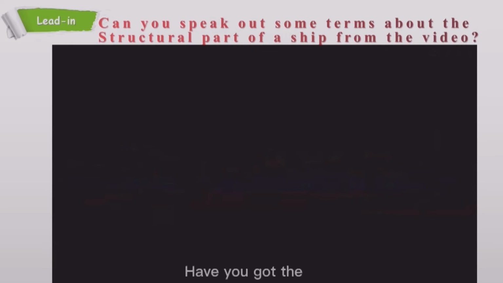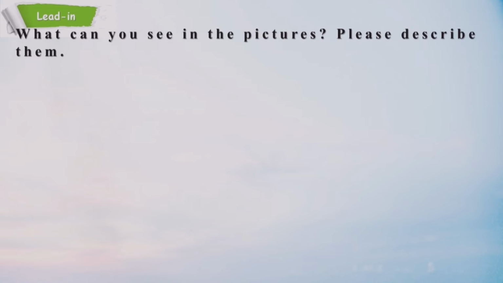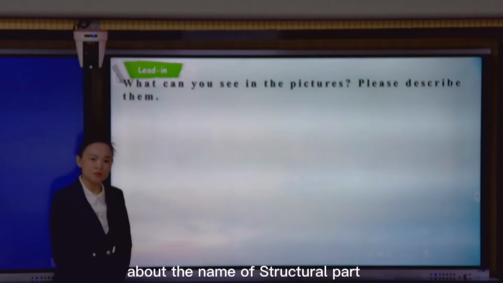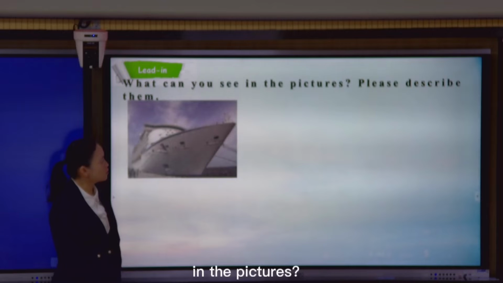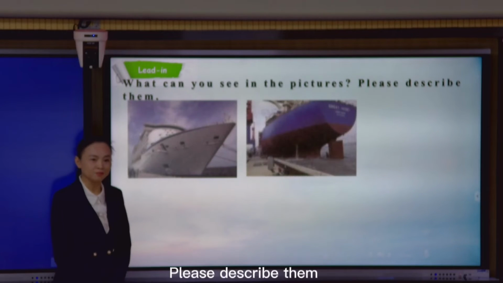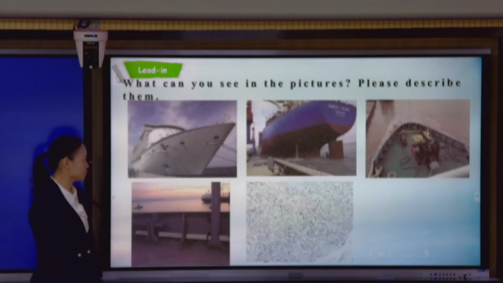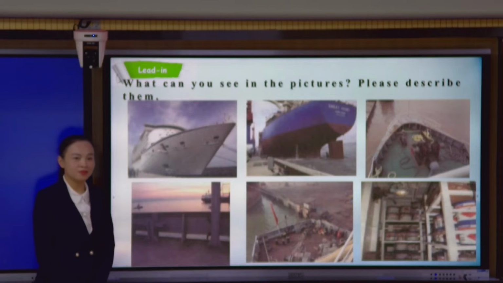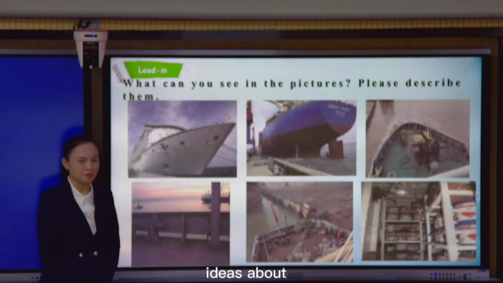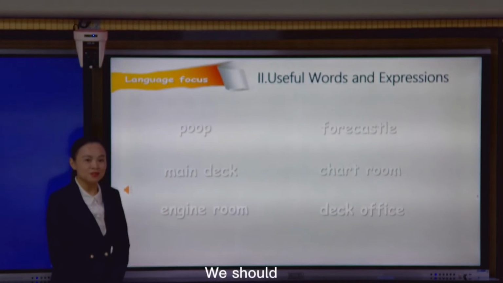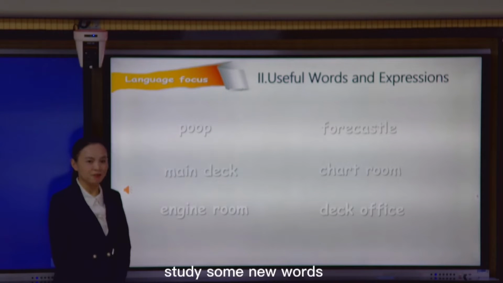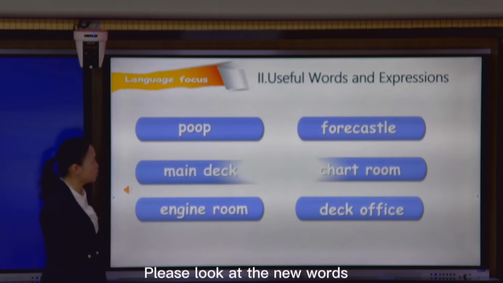Have you got some idea of this video? Actually, it is about the names of structure part of a ship. What can you see in this picture? Please describe them. Do you have some rough ideas about structure part of a ship? Let me help you. We should study some new words at first. Please look at the new words.